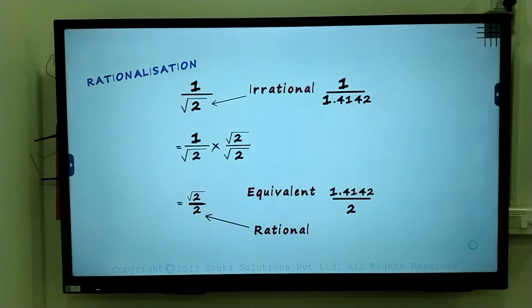We used one number to rationalize the denominator. Square root of 2. What is this number called? It's called the rationalizing factor of the denominator. So we say that root 2 is the rationalizing factor of root 2. We will cover the topic of rationalizing factors in the next part of this video.